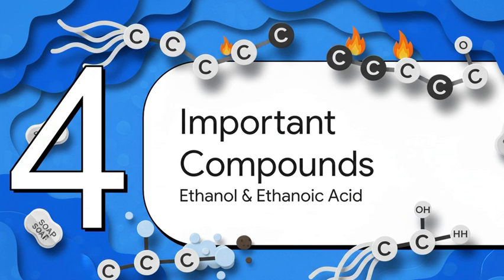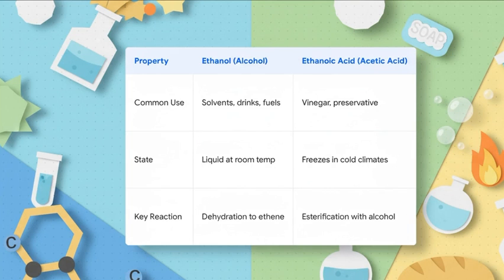Okay, let's zoom in a bit and look at two super important carbon compounds that you probably see or use almost every day: ethanol and ethanoic acid. Let's put them side by side. Ethanol, well, that's the alcohol you find in drinks, hand sanitizers, and even in some fuels. Ethanoic acid is better known as acetic acid, and it's the stuff that gives vinegar its sharp, pungent smell and sour taste, which makes it an awesome preservative. They also have very different chemical personalities, which leads to some interesting reactions.